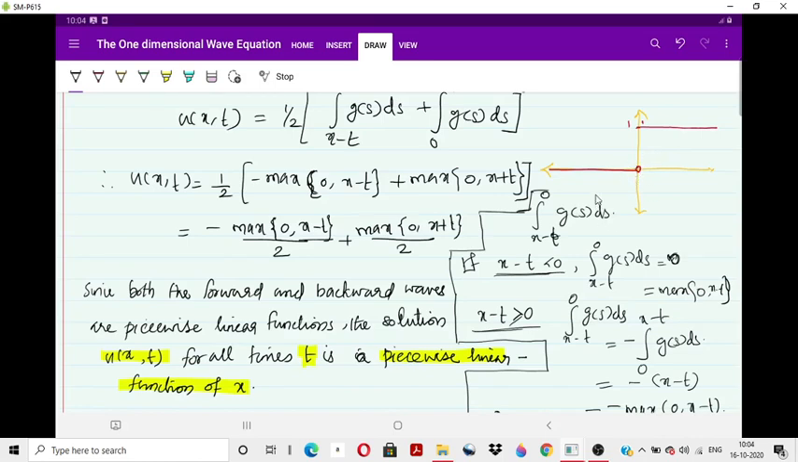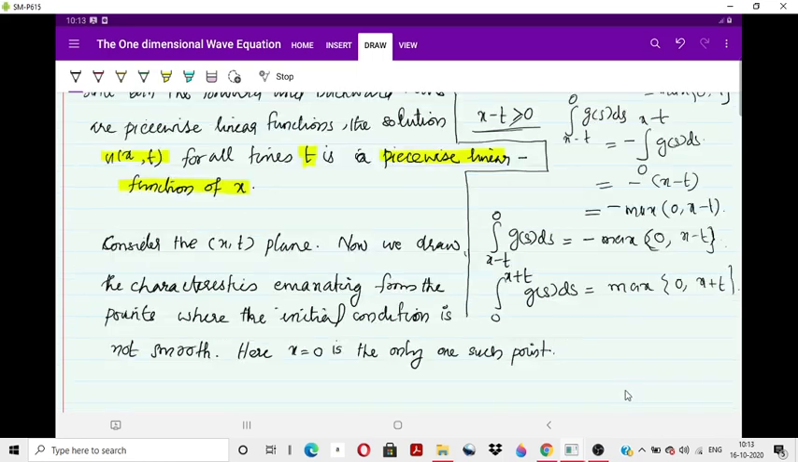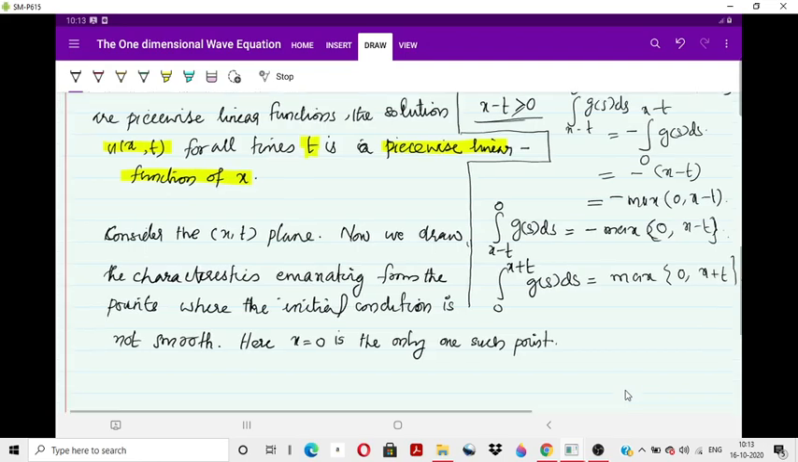First we will consider the xt plane and we will try to draw the characteristics emanating from the point x equal to 0, as it is the only singularity of the initial data in this problem. So x equal to 0 is the only point where the initial condition is not smooth, and we try to draw the characteristics that are emanating from the point x equal to 0.